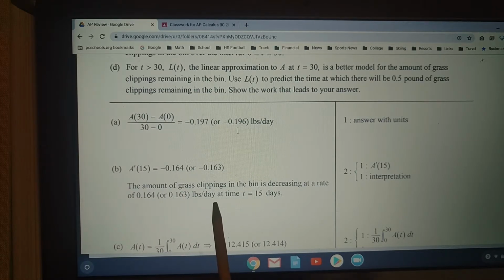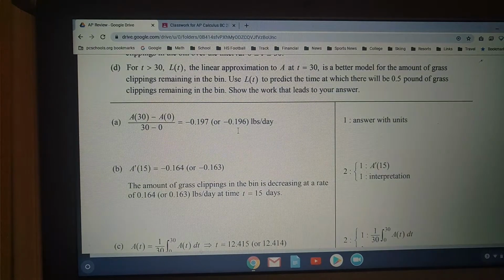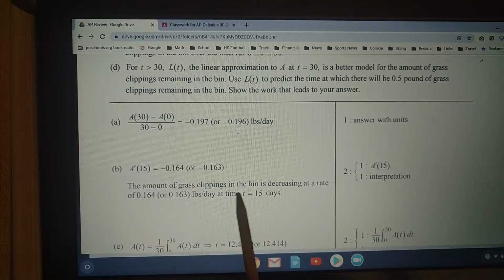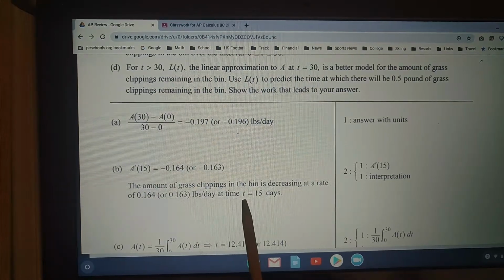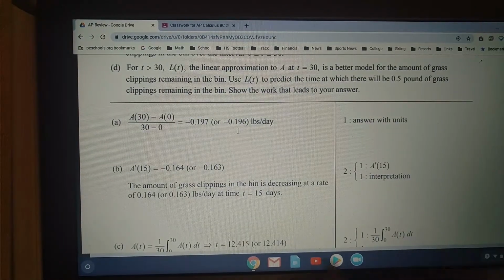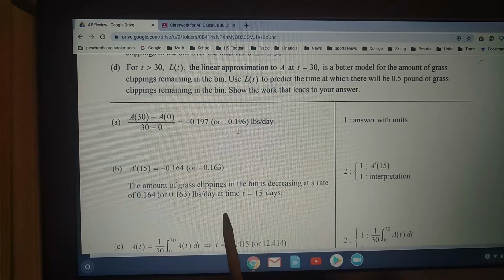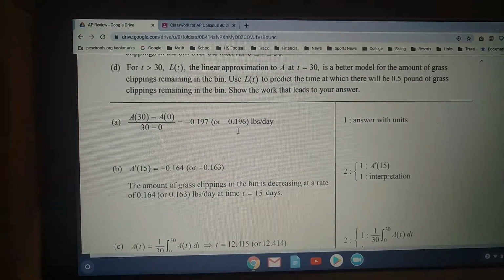For the second point, the interpretation, you have to use English correctly. So you have to say that the amount of grass clippings is decreasing at a rate of 0.164, and you must say pounds per day, and you must designate at the time 15 days. All of those must be present. So it's the amount that is decreasing. It's not the rate that is decreasing. You have to be careful: if you say the rate the grass clippings are decreasing, that's wrong. The rate is not decreasing. It's the amount that is decreasing. So be careful on that. You have to get all that there correctly to get that interpretation point.